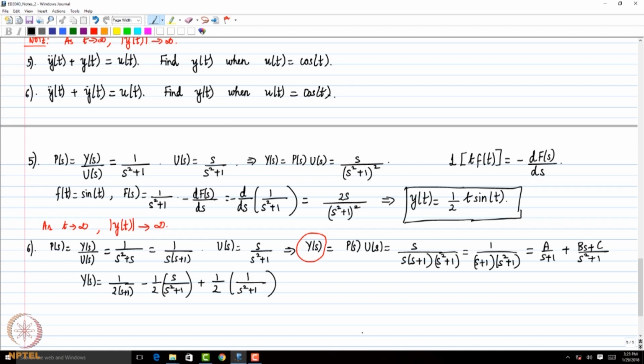But more important, residues are important. More importantly, the concept I am coming to is y of t. If you take the inverse Laplace transform, you are going to get 1 by 2 e power minus t, minus 1 by 2 cos t plus 1 by 2 sin t.